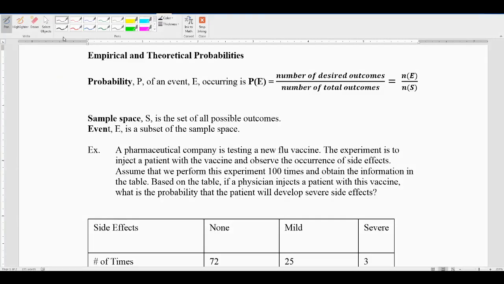Empirical and theoretical probabilities. Empirical just means we performed an experiment and we found the probability something happens. Theoretical means in theory, if you do a series of trials over and over again, this will happen. Like if you flip a two-sided coin 4 times, you may or may not get 2 heads, 2 tails. But if you do it a million times, chances are it's going to average out to be equal, half and half for each. So let's look at the definition of probability.